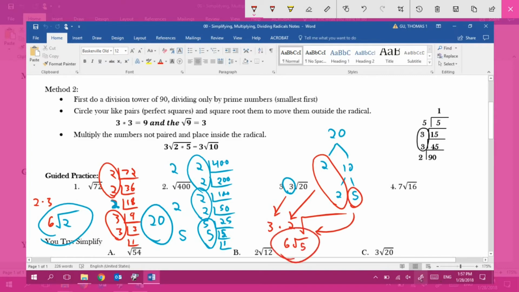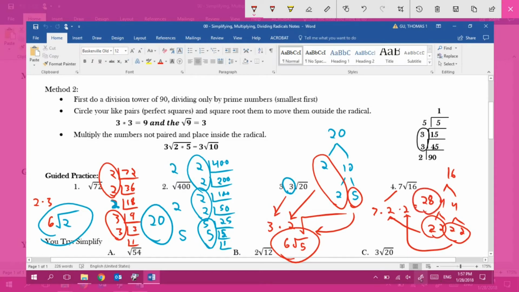Bam! And on to the last one, 7 square roots of 16. Only thing I have to find is 16. I'm going to do a tree here, 4 and 4. Then that's going to be 2, 2, 2, and 2. So now I'm going to circle my pairs. That's one pair. That's another pair. So then it's going to be 7 times 2 times my other 2. And my answer is going to be 28 with nothing left inside the radical because it's all taken apart in this tree right here.